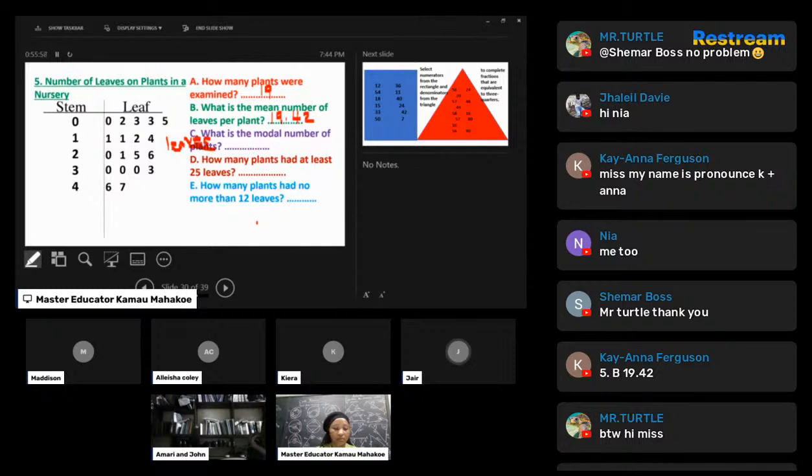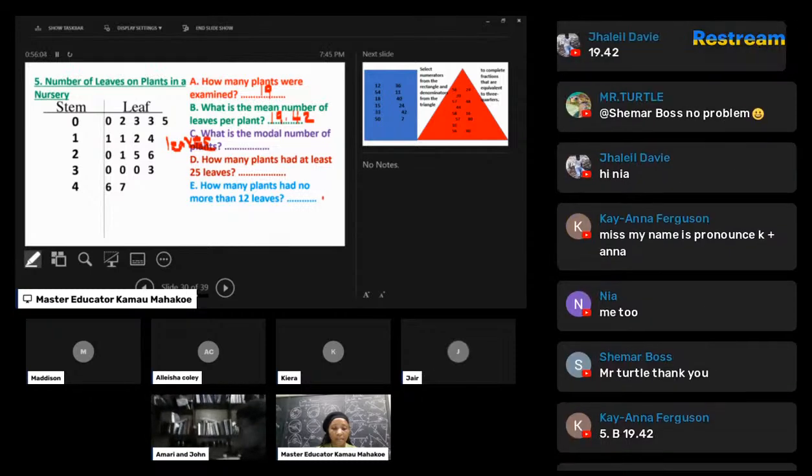All right, part C. C. What is the modal number of leaves? What is the modal number of leaves?